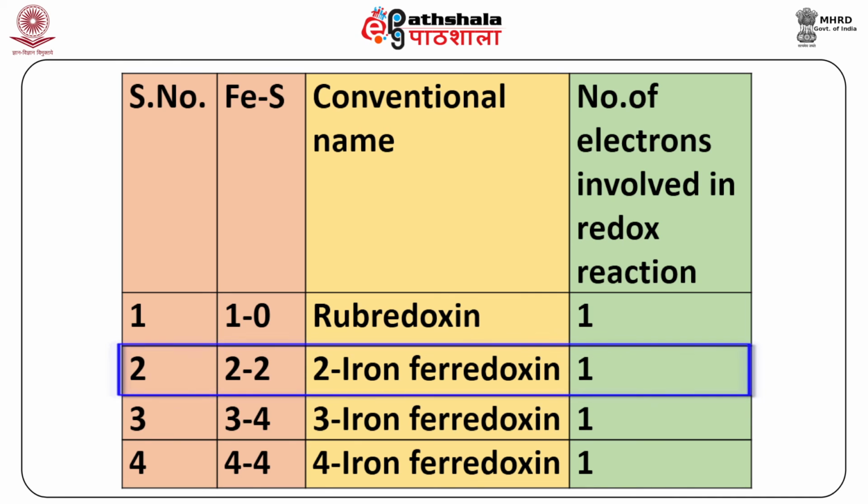In case of 2 iron 2 sulfur, the conventional name is 2 iron ferredoxin, with the number of electrons involved in the redox reaction again 1. Another iron sulfur protein contains 3 iron 4 sulfur, which is also named 3 iron ferredoxin, and has 1 electron involved in the redox reaction. The last is 4 iron 4 sulfur, with the conventional name 4 iron ferredoxin, and has 1 electron involved in the redox reaction.